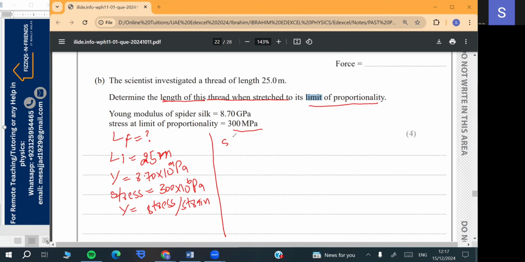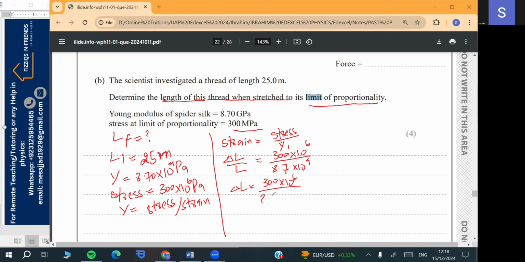The strain will be taken on the other side, and stress and the Young modulus will be taken on this side. Strain is change in length over original length. So stress is 300 into 10 to the power 6, Young modulus is 8.7 into 10 to the power 9. Delta L equals stress over Young modulus times the length, which is 25. We need to multiply that out. The answer here is 0.86 meters.